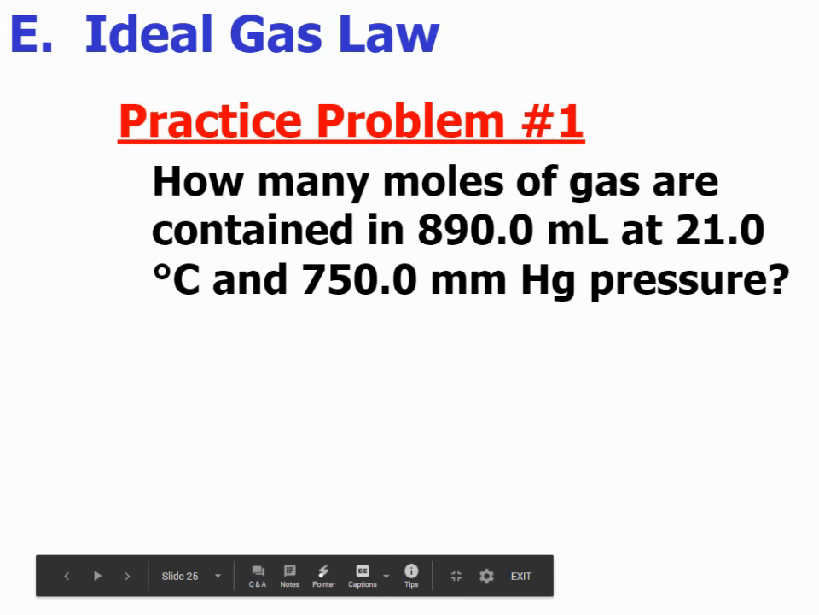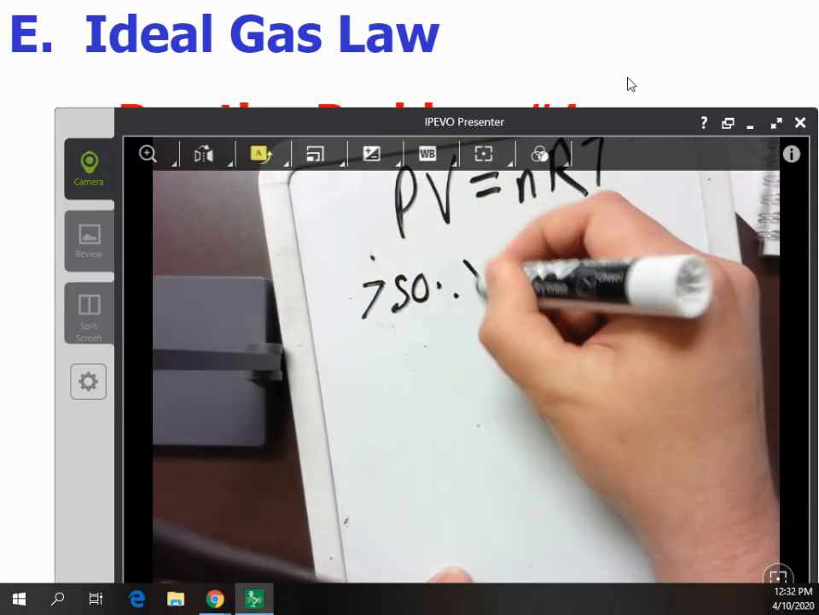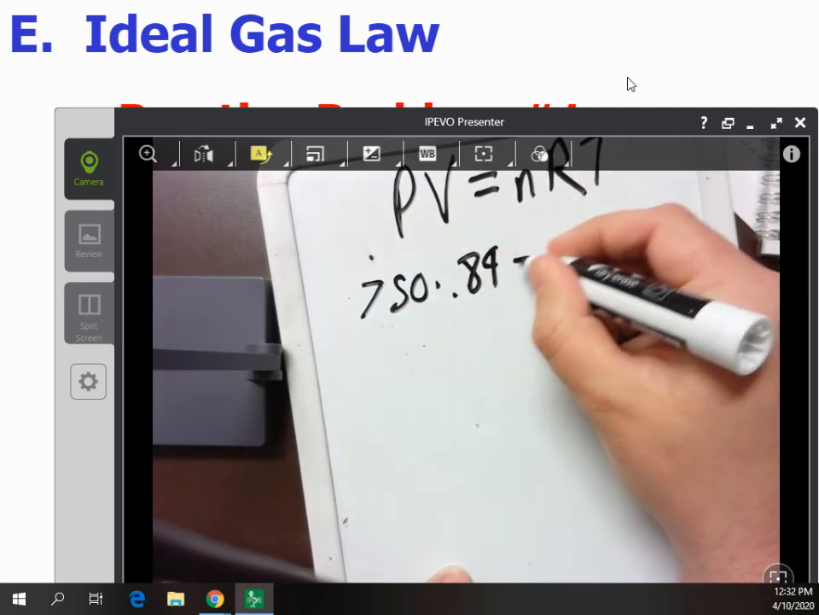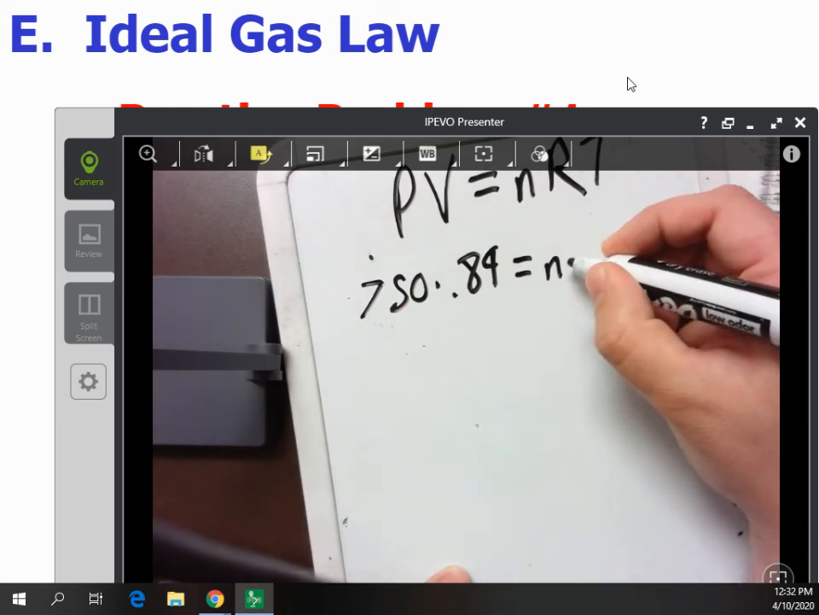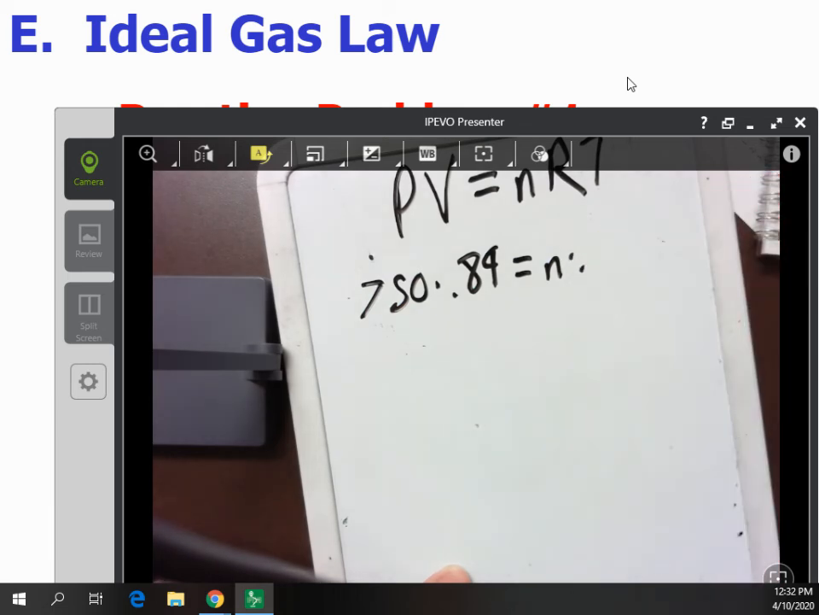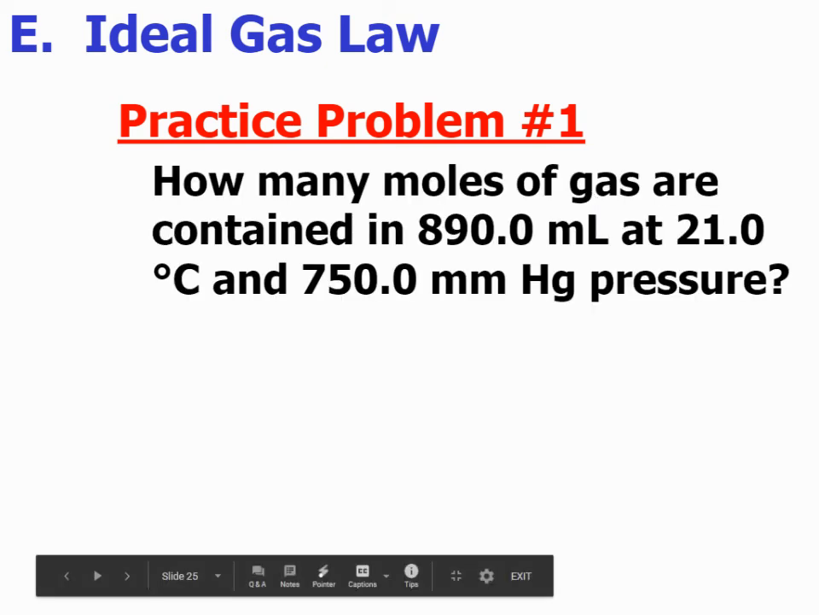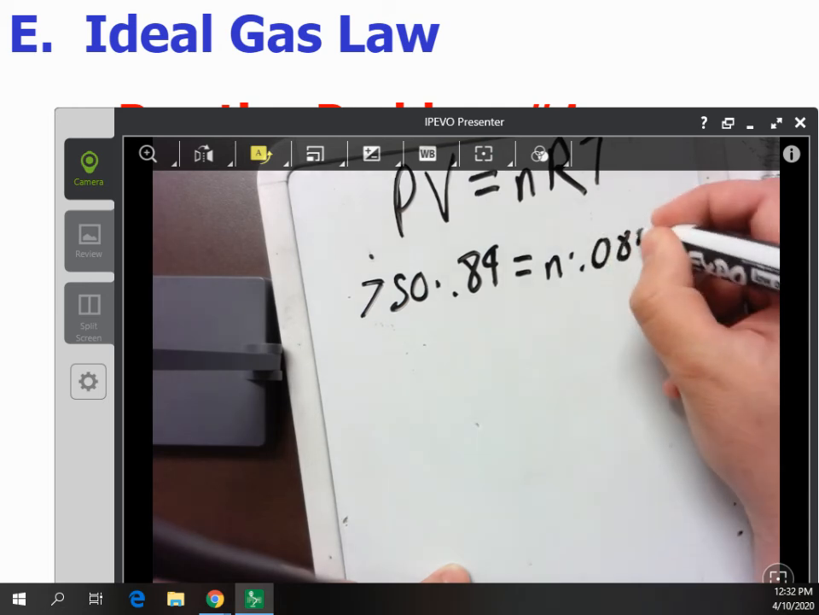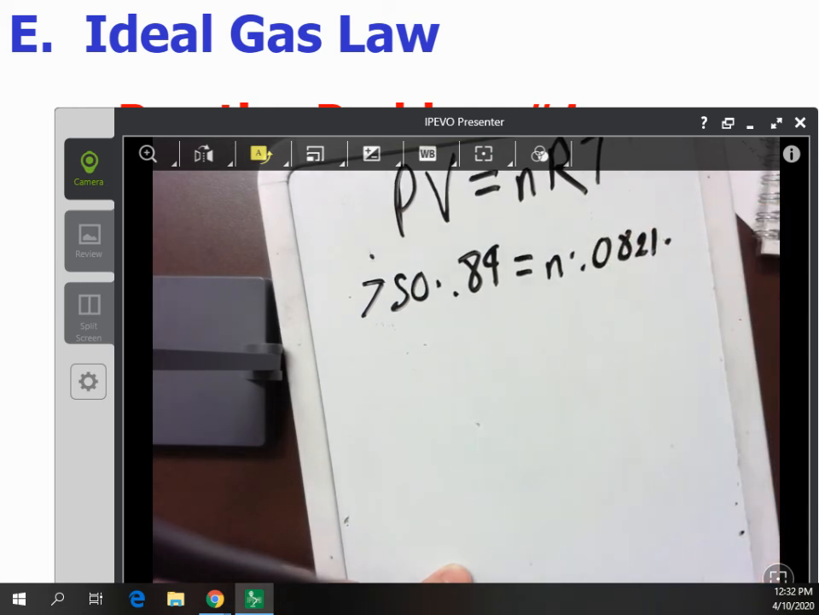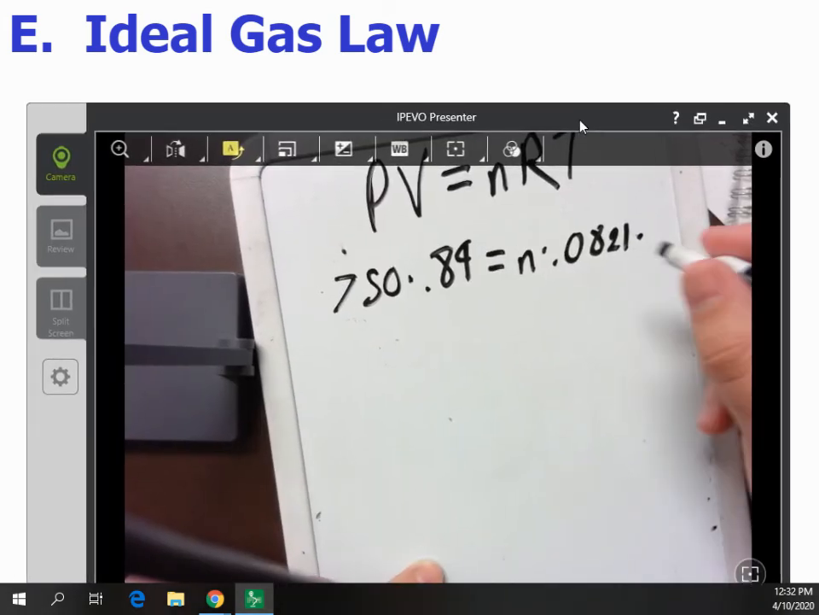So there's our whole system coming in again. So that means we're going to have 0.89 equals n, so that's our number of moles. We have our constant, so it's times 0.0821. And remember our constant is 0.0821 times our temperature. We have it in Celsius right now, so we add 273 to it.